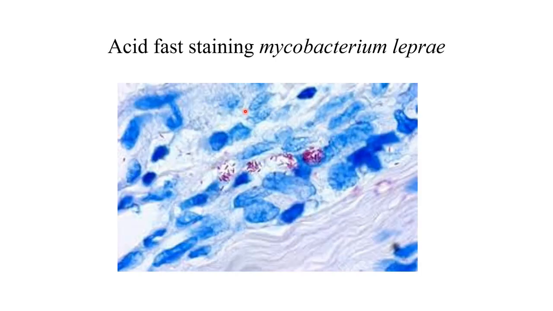So this is the acid-fast staining of Mycobacterium leprae, and you can see these red colored bacilli, intracellular bacilli, in red color in a blue background. The red color is the color of strong carbol fuchsin and the blue color is the color of methylene blue. In Mycobacterium leprae, we use 5% sulfuric acid as the decolorizing agent.